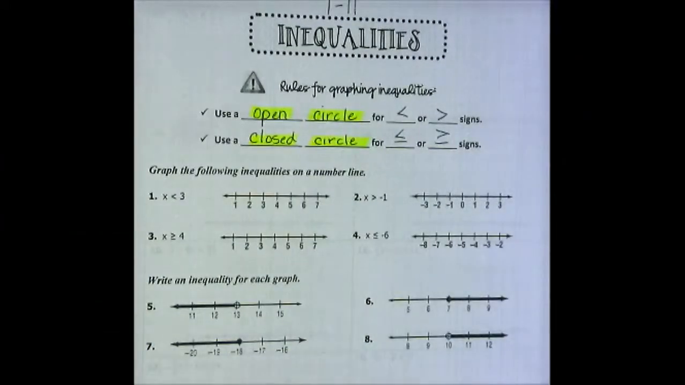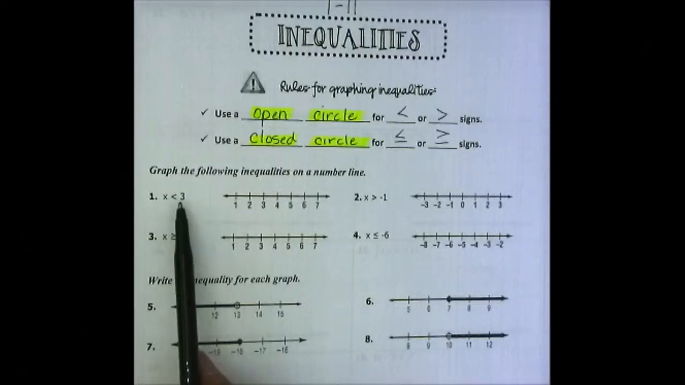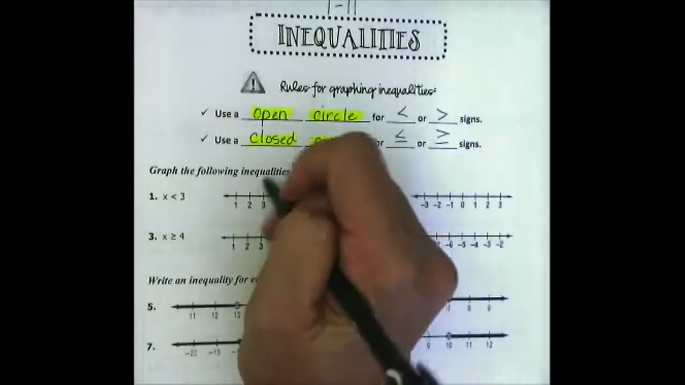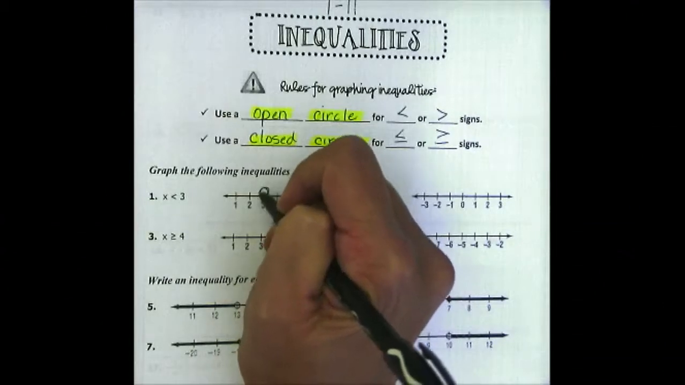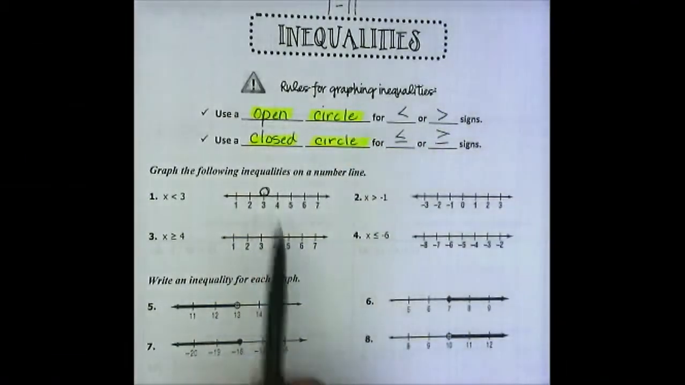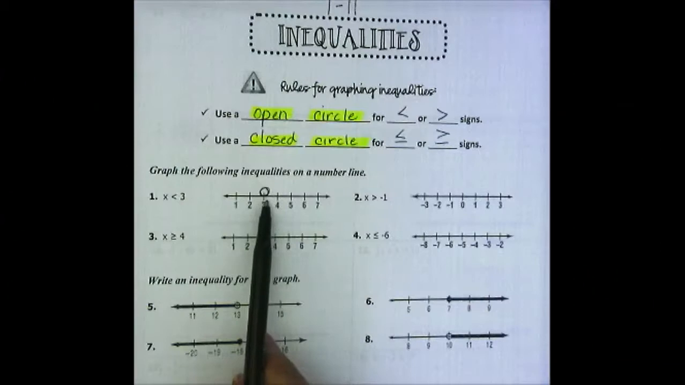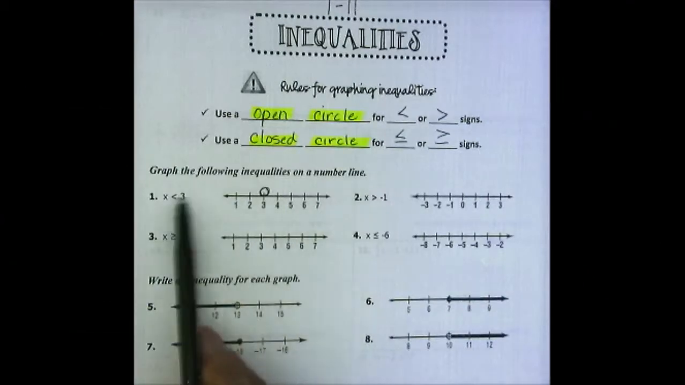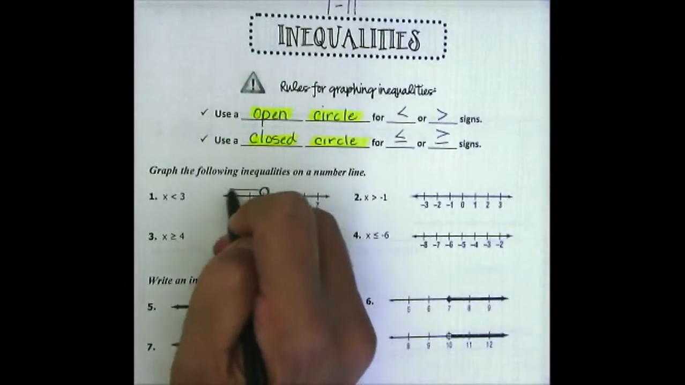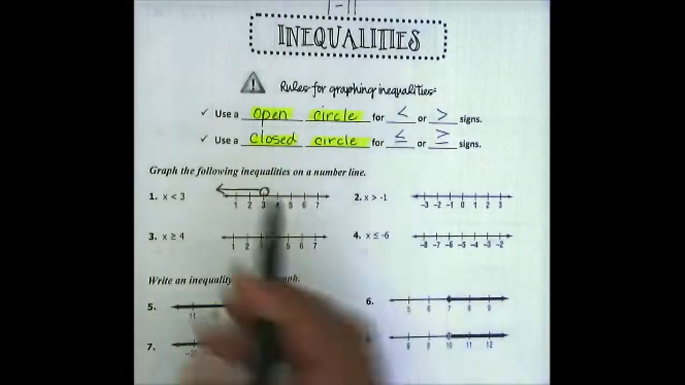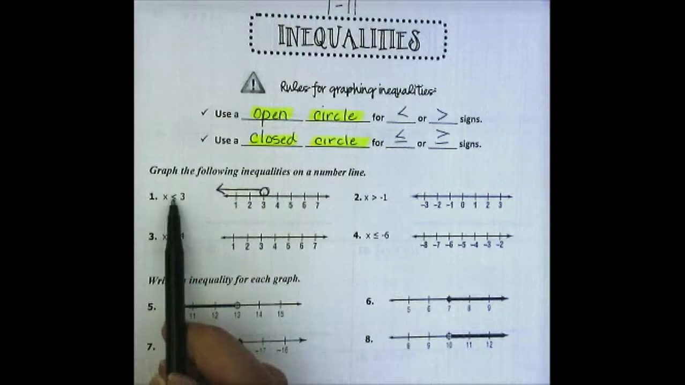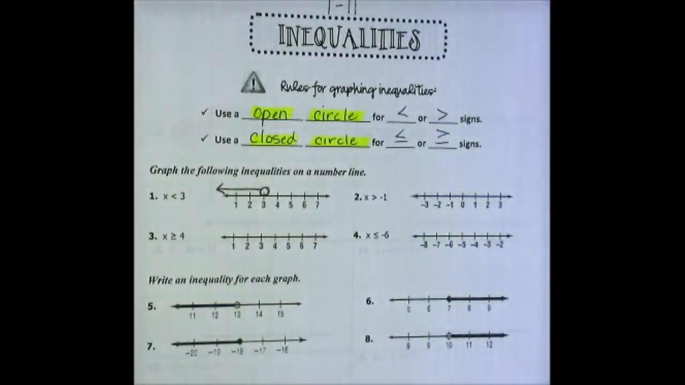So graph the following inequalities on a number line. We have x is less than 3. Because it's less than, we're going to use an open circle on the 3. So basically what that means is that the 3 is not included in the answer on the number line. If it's less than 3, the numbers less than 3 are going to be to the left on the number line. You might notice they also follow the same way that the arrow points on your symbol.